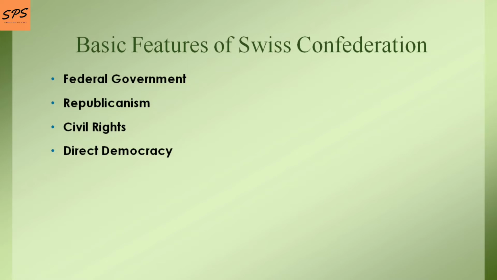Then civil rights. The rights of Swiss citizens are guaranteed by the federal constitution and others are guaranteed by the cantonal constitutions, which are protected by the court against infringement by any cantonal authority. Then direct democracy. This is the most important feature of the Swiss Confederation. In terms of democracy, Switzerland has the highest claim to be studied. To understand direct democracy in Switzerland, it needs a detailed study.